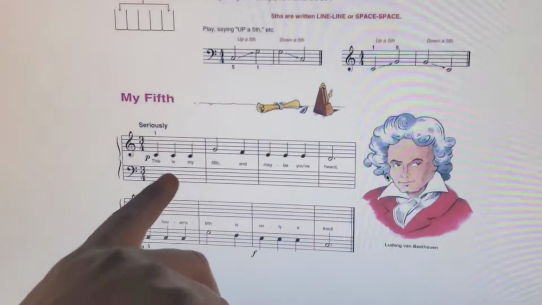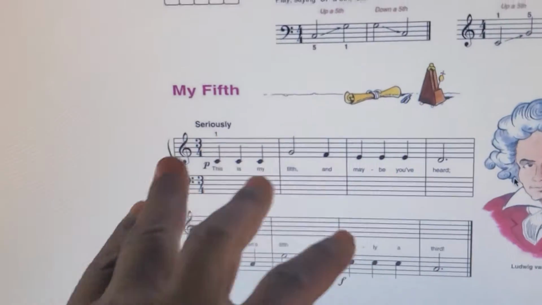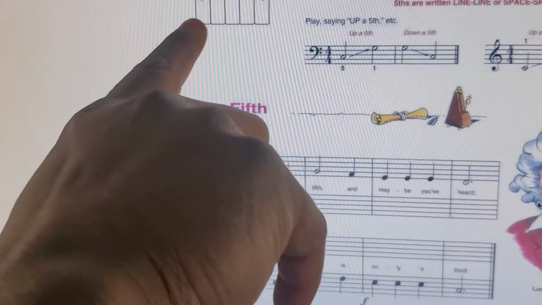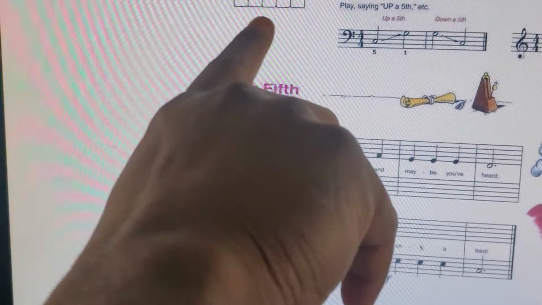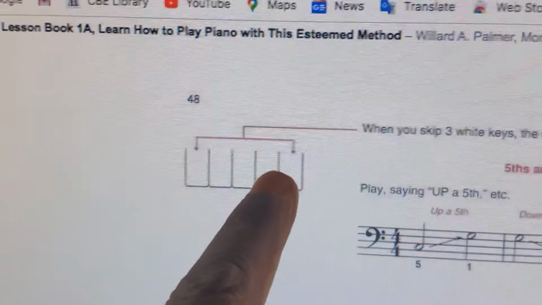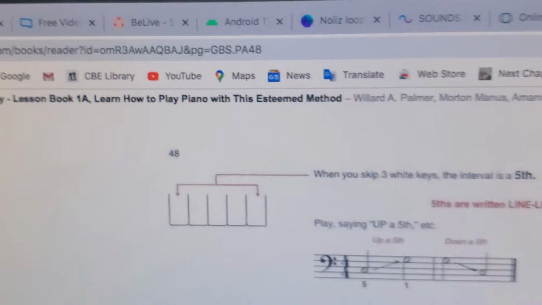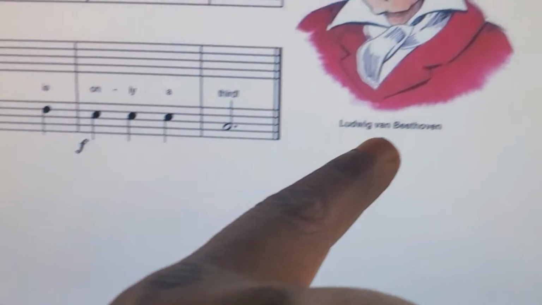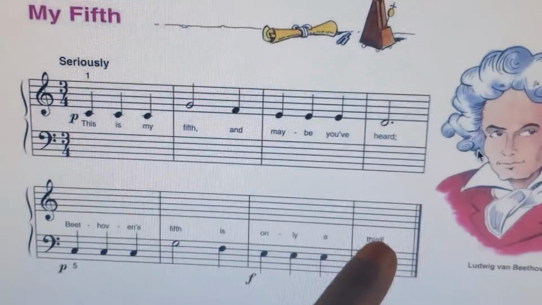And then we are having this fifth. I mean, you remember the interval of fifth. So let's assume that this is C. We have C, D, E, F, and G. So this song, showing Ludwig van Beethoven, is a song that has a lot of fifths in it.